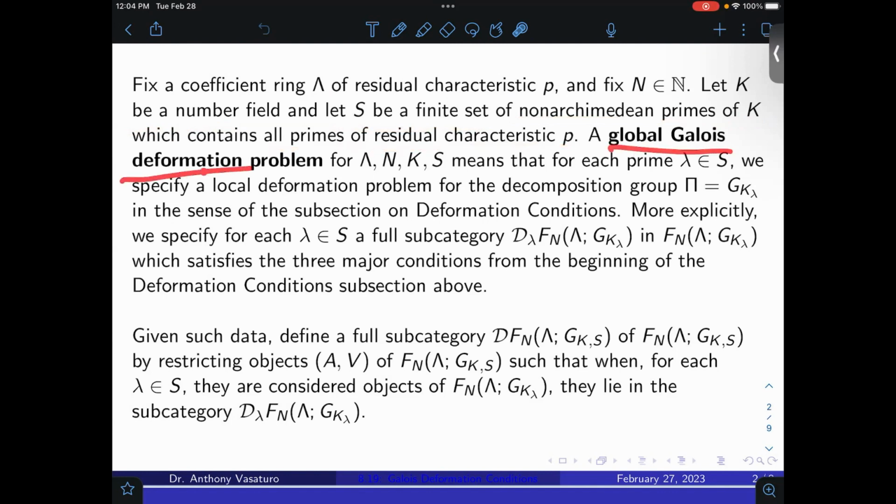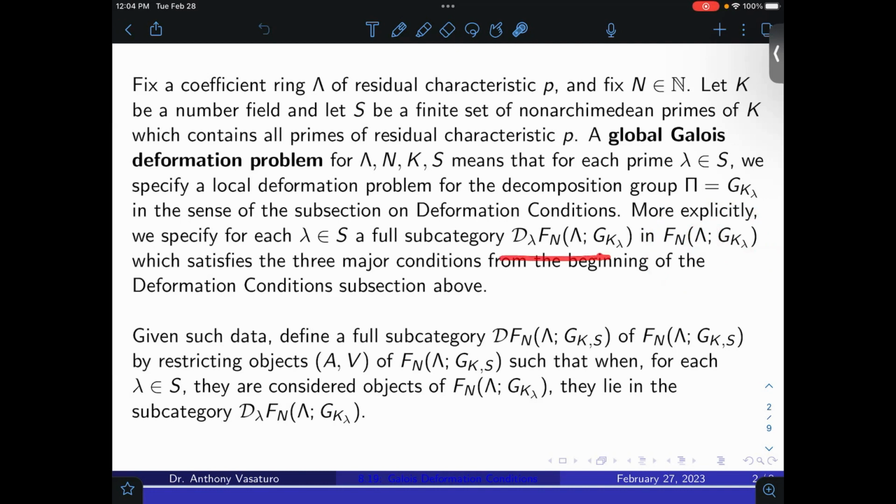A global Galois deformation problem for the quadruple (lambda, n, K, S) means that for each prime lambda in S, we'll specify a local deformation problem for the decomposition group, which is just notation for G_{K_lambda}, where K_lambda is the completion of K at lambda, in the sense of the video on deformation conditions. So more explicitly, we'll specify for each lambda in S a full subcategory D_lambda in F_n. Remember, F_n(lambda, G_{K_lambda}) is like rank n representations over lambda of the group G_{K_lambda}.